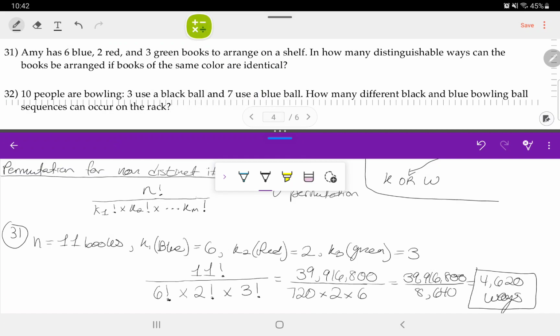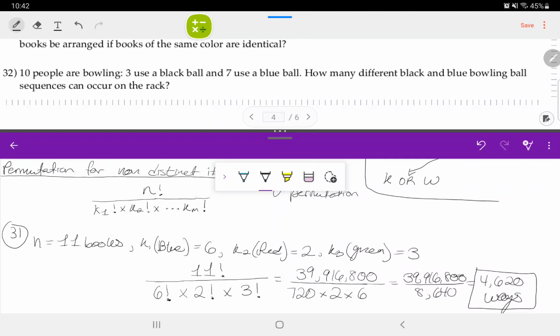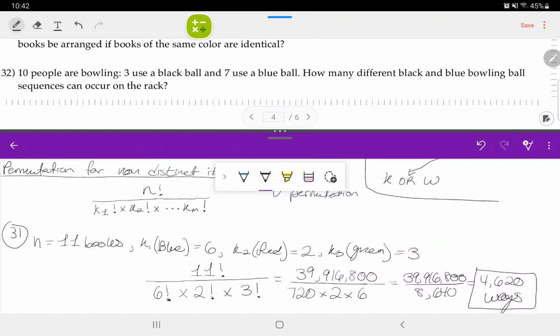So I hope number 31 made sense, because now we're going to move on to question number 32. Number 32 says 10 people are bowling. 3 will use a black ball and 7 will use a blue ball. How many different black and blue bowling ball sequences can occur on the rack? Once again, we are going to use the permutation for non-distinct objects, because 2 bowling balls of the same color look identical, so they'll be considered identical.